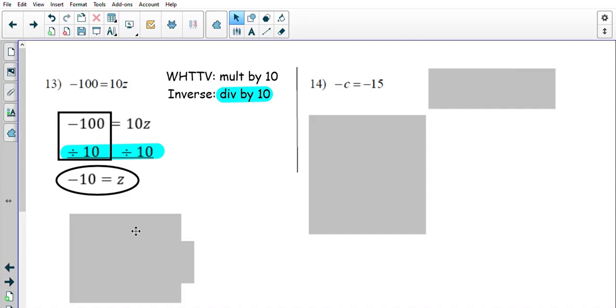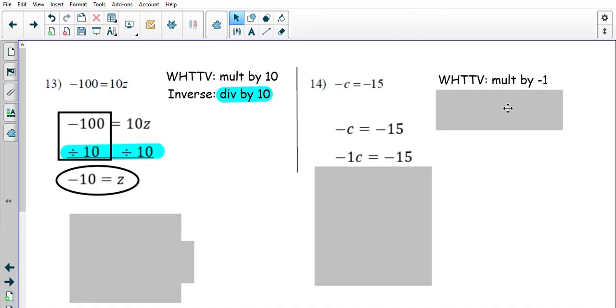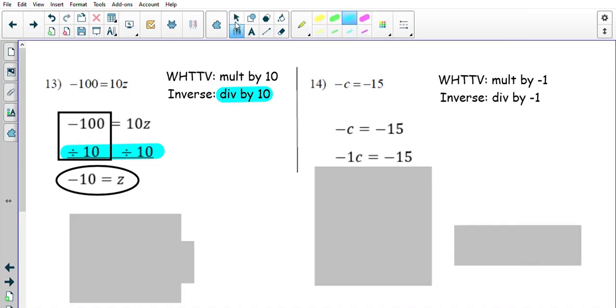All right, so number 14 is kind of a weird question. Negative c equals negative 15. What I do is I write this as negative 1c equals negative 15. Remember that c has a coefficient, a number, and it's 1. In this case, negative 1. So what's happening to the variable? Well, we're multiplying it by negative 1. The inverse of multiplying by negative 1 is to divide by negative 1. So let's show that on each side of our equation.